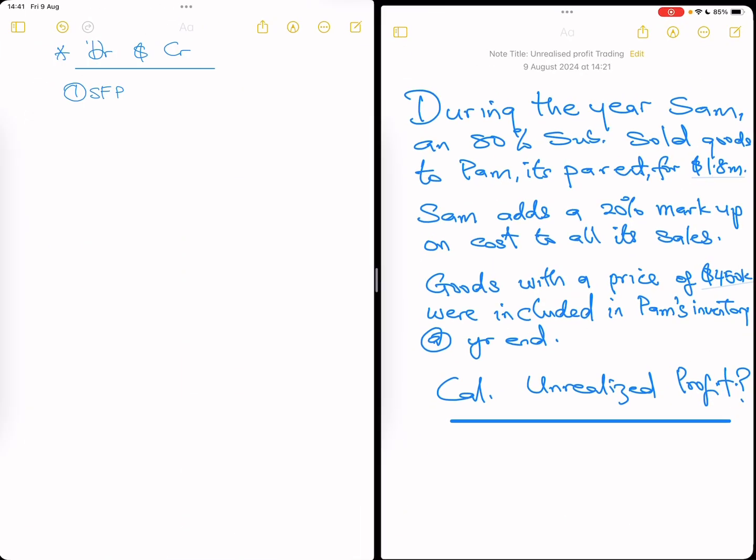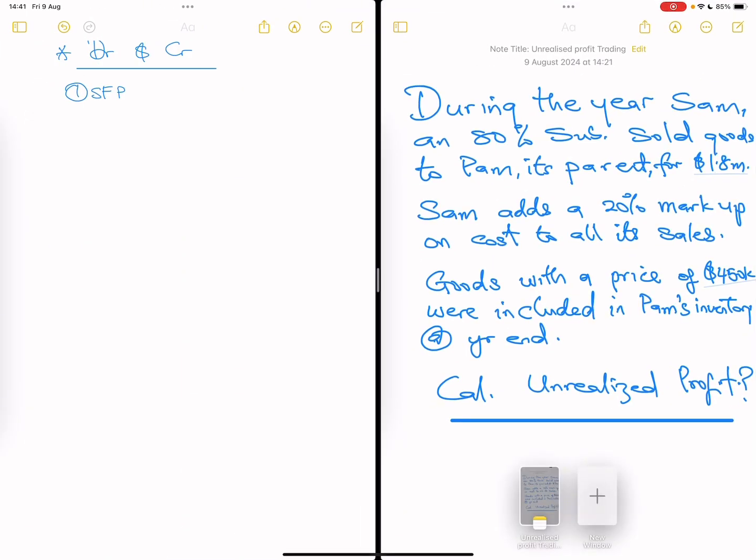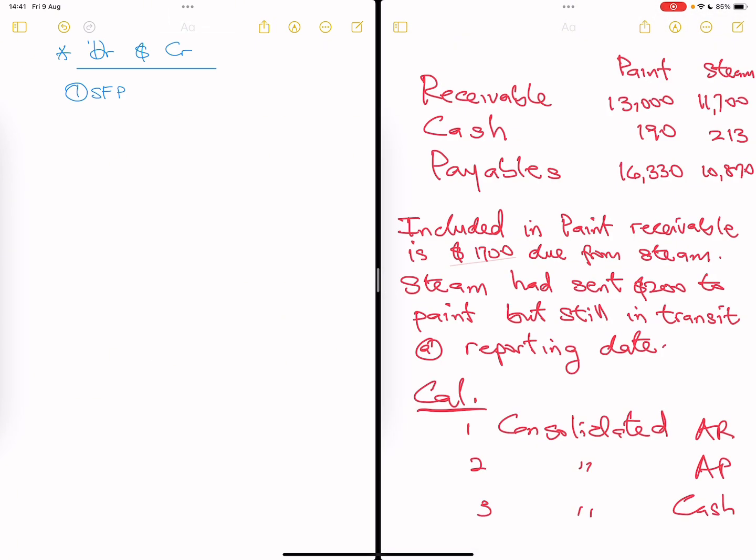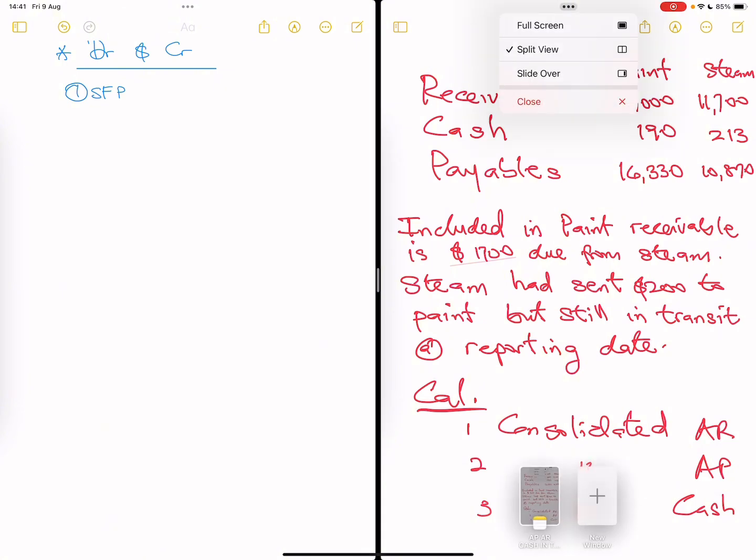So let's just work an example quickly to deal with this. I think I have one example I can share with you. Okay, let me see, not this one. Yes, this one. Let's choose this one.